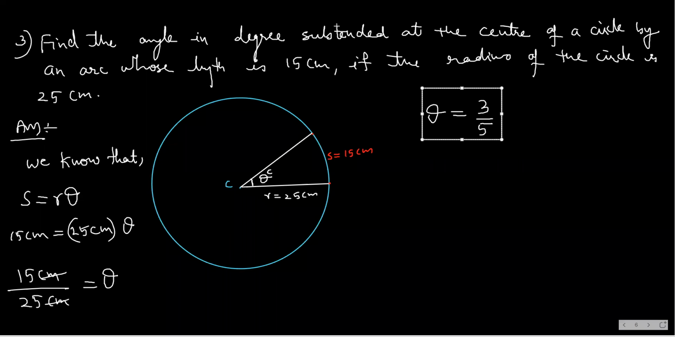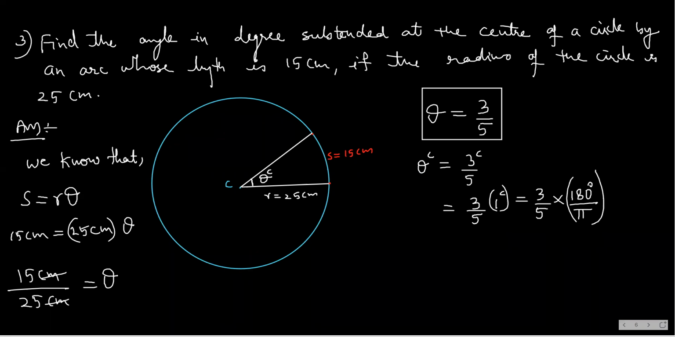And this is only the magnitude of the angle you are working for. So what will be the required angle? The required angle is theta radian, which is 3 upon 5 radian. They want the angle in degrees. So the next step: the angle in degrees is 3 upon 5 into 1 radian. And what do we substitute for 1 radian? We write 180 degrees upon pi.